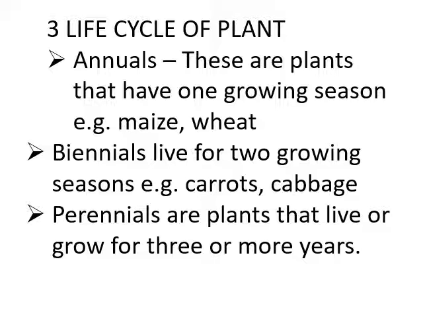Now, the third one, which is perennials. Perennials are plants that live or grow for 3 years or more. It grows for 3 years or more. Perennials continue vegetative growth and seed formation year after year. Examples of these perennials are our trees like mango trees, orange trees, like trees you can see around that bear fruits every year.